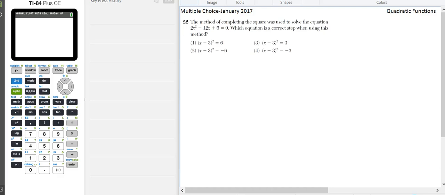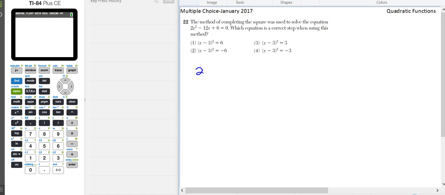This is a multiple choice Algebra 1 Regents question from the January 2017 Regents. The method of completing the square was used to solve the equation 2x squared minus 12x plus 6 is equal to 0. Which equation is the correct step when using this method? So let's start solving using completing the square and see which equation we find while we're solving.